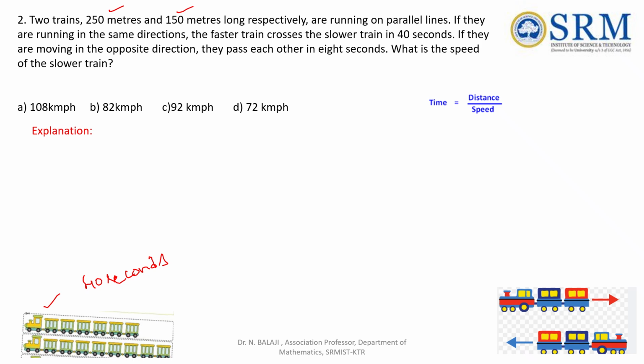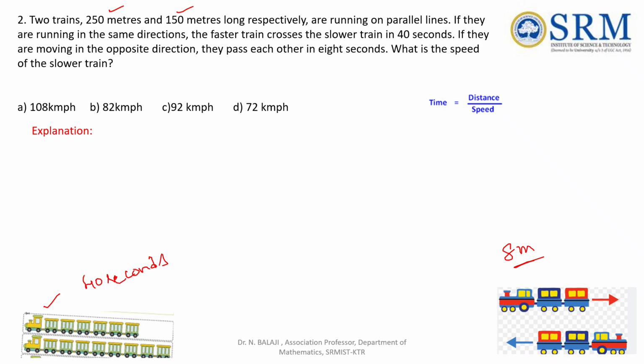If they are moving in the opposite direction, they pass each other in 8 seconds. So in opposite directions, they cross in 8 seconds. Now, out of these two trains, one is faster and one is slower. Which is the slower train, and with what speed it is moving, that we have to calculate.